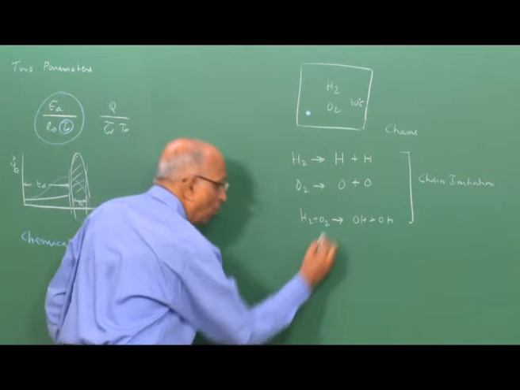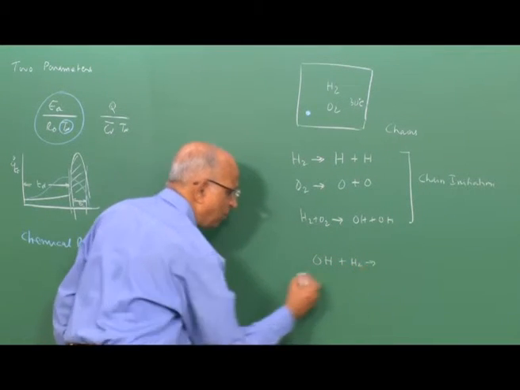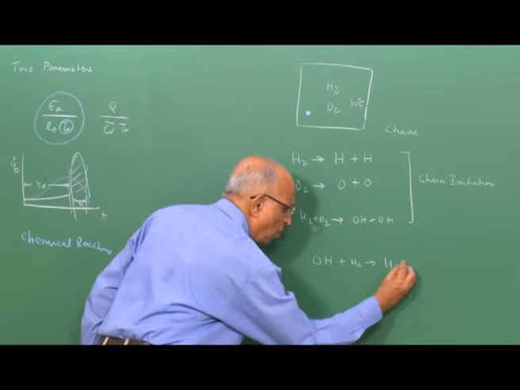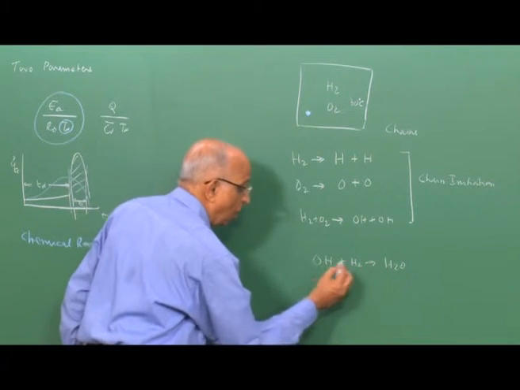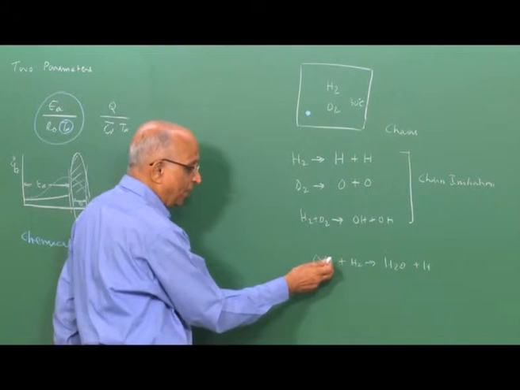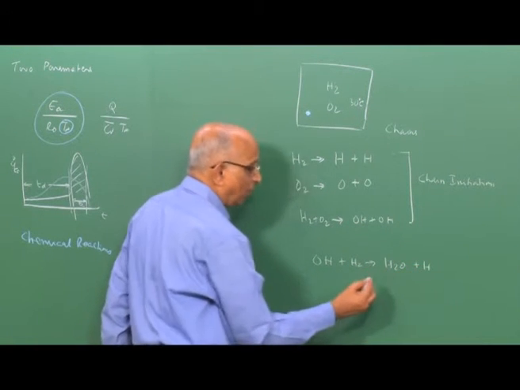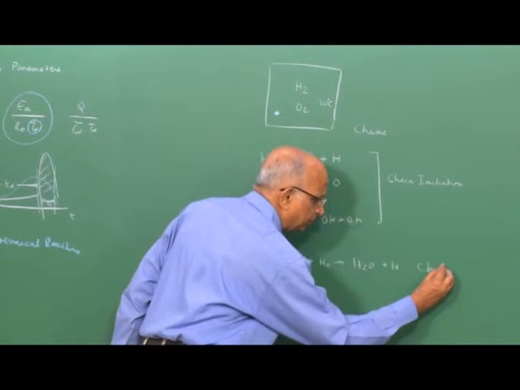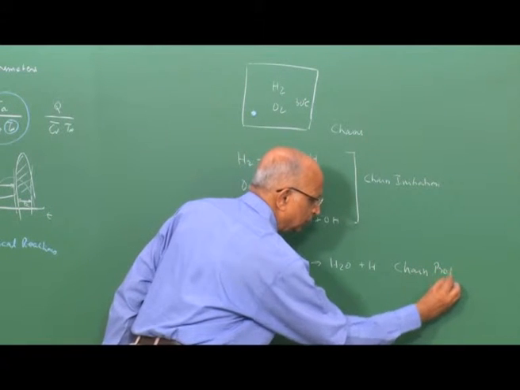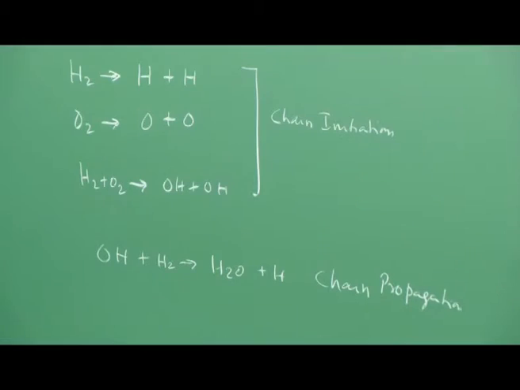I have, let us say, OH being formed, it could react with H2 and what could happen? I could form H2O and 1H. That means for every chain of OH, another chain of H is being formed. We call this chain propagation. That means the chain continues to propagate.